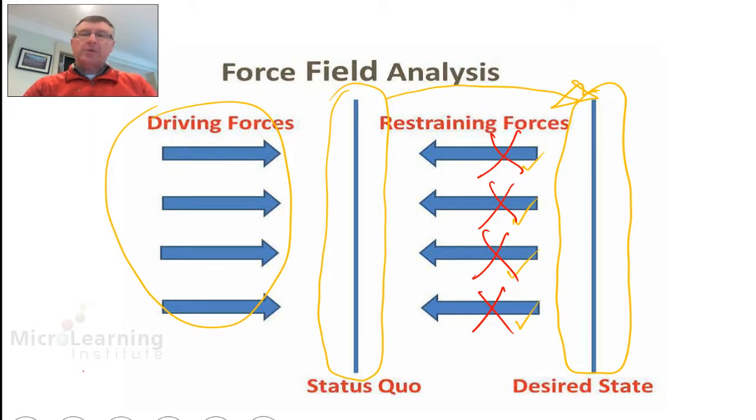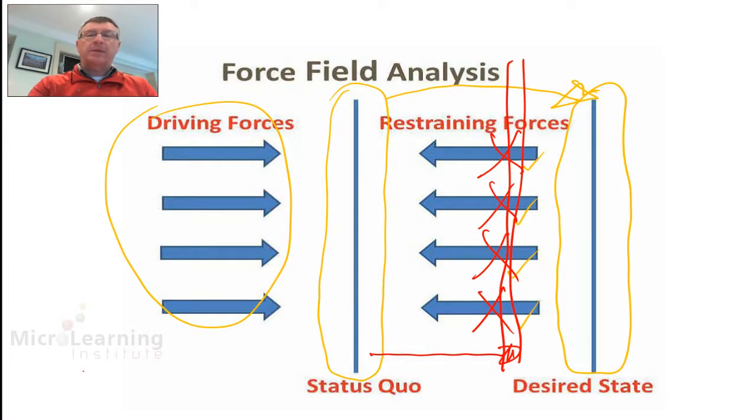Now, it's also worth saying at this point that Lewin tells us that not in all cases do we achieve fully our desired state, but we will achieve a state that's closer to the desired state than where we originally started. So we may get to as far as here perhaps, but we may not get all the way to the desired state.